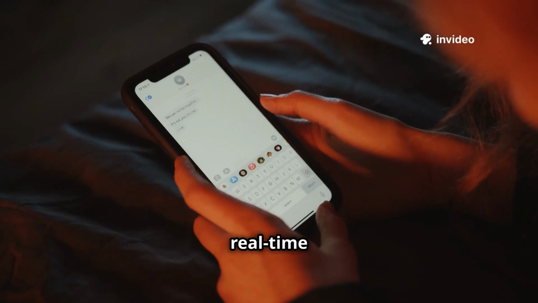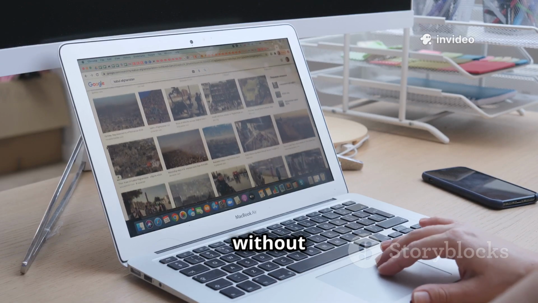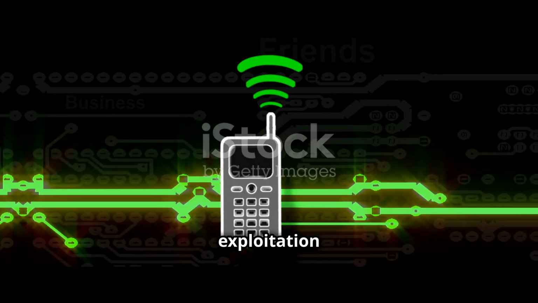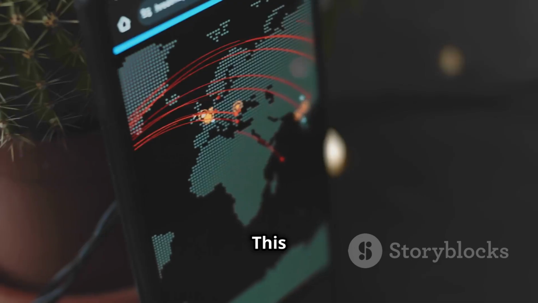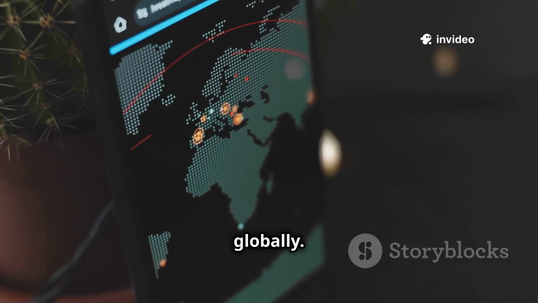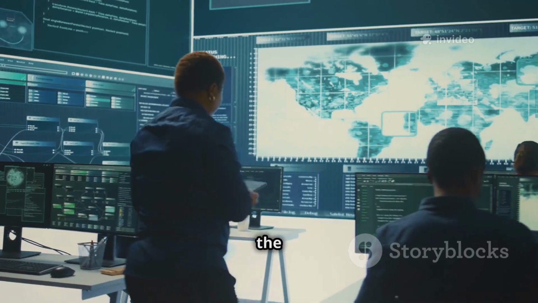This allows for real-time viewing of WhatsApp messages, call logs, and even deleted photos without the target ever receiving a notification. The second method involves the exploitation of SS7 signaling. This is a protocol used by network providers to route calls and texts globally. Now, professional-grade monitoring doesn't happen on the device, it happens at the network level.